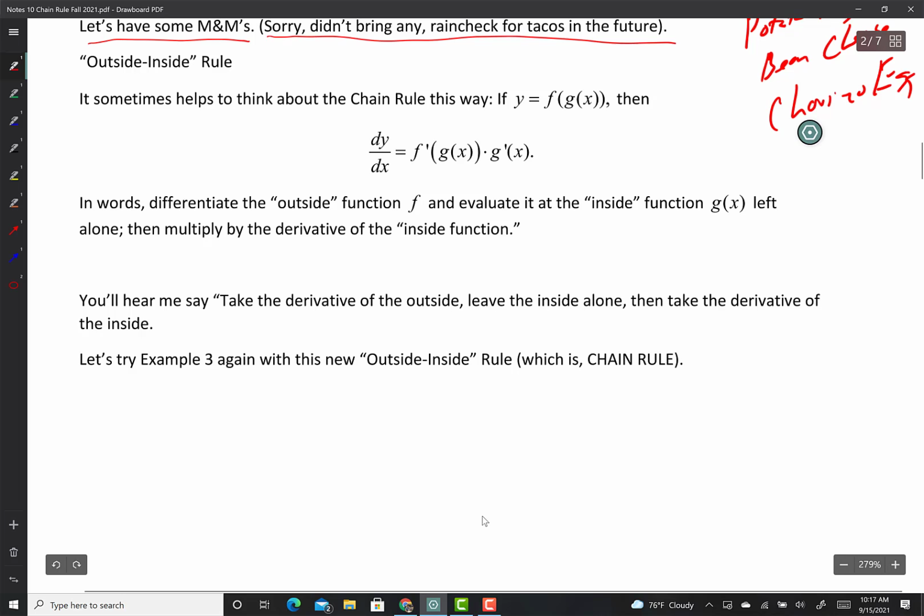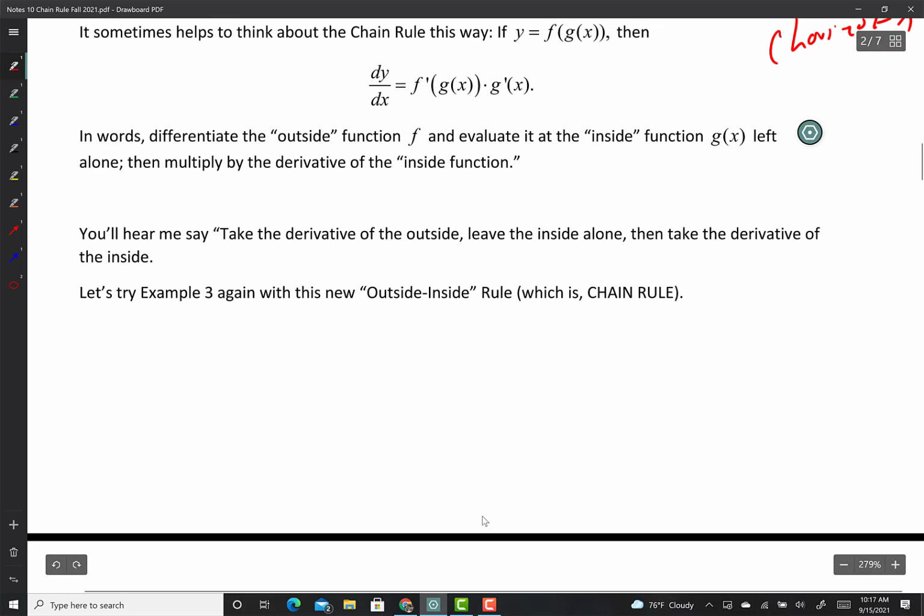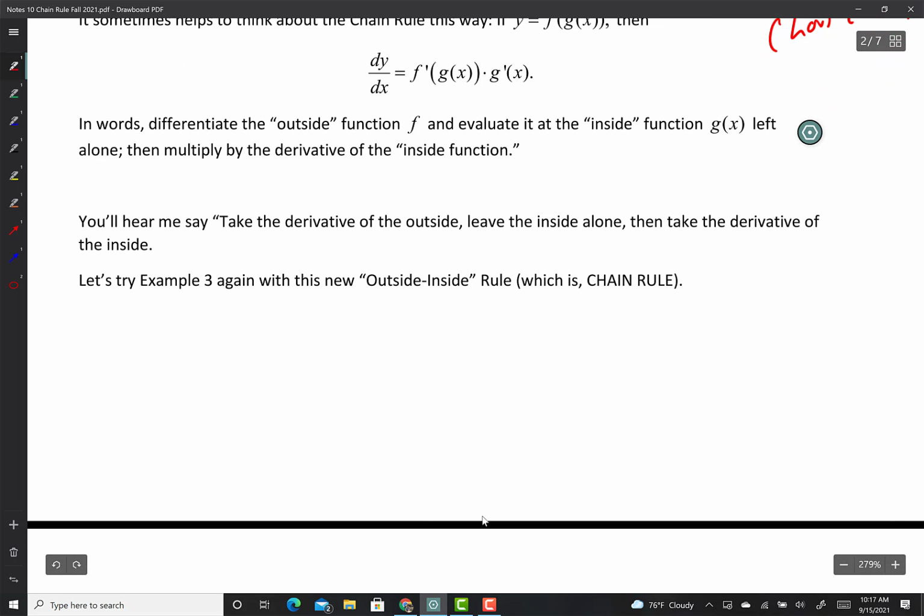And look, I put it in words here. In words, differentiate the outside function f and evaluate it at the inside function g of x. Okay. And then it says here, you'll hear me say, take the derivative of the outside, leave the inside alone, then take the derivative of the inside. And that's common. It's very common for someone to be saying that. If you go to Khan Academy, I think they're going to say that word for word, pretty much because it's universal. It's the same rule. Cool or not cool?